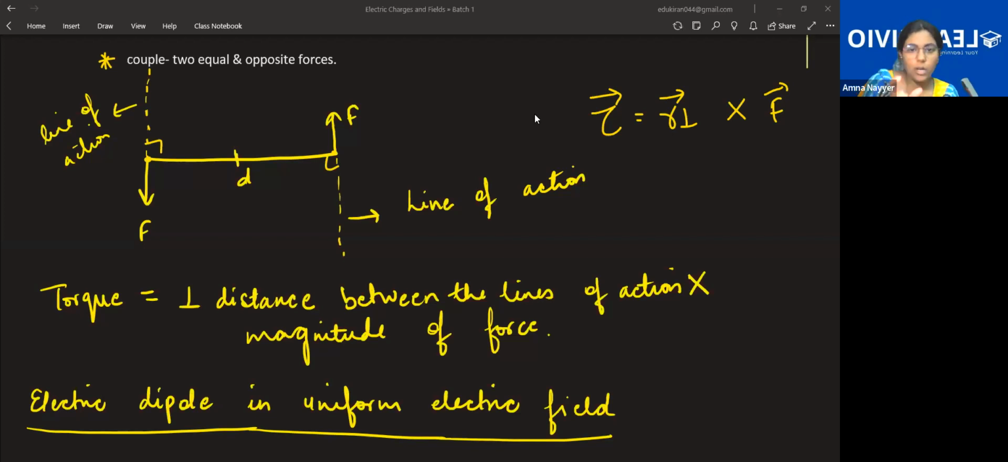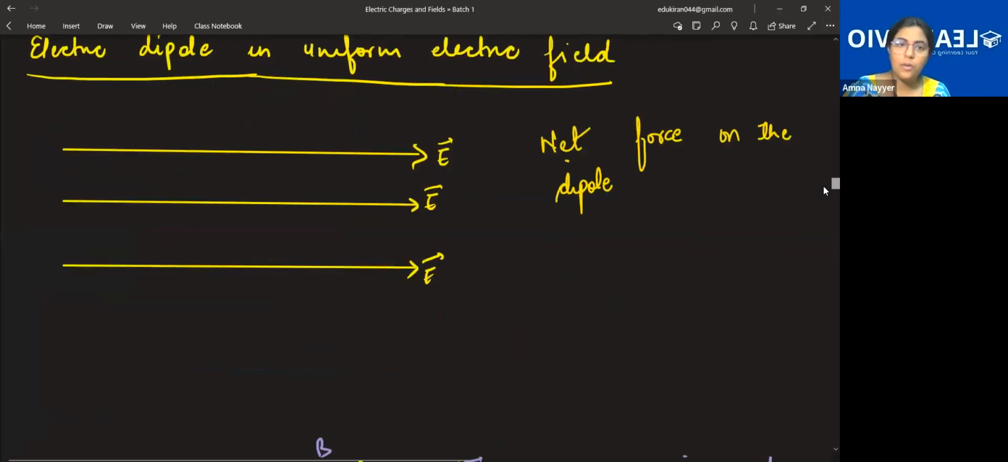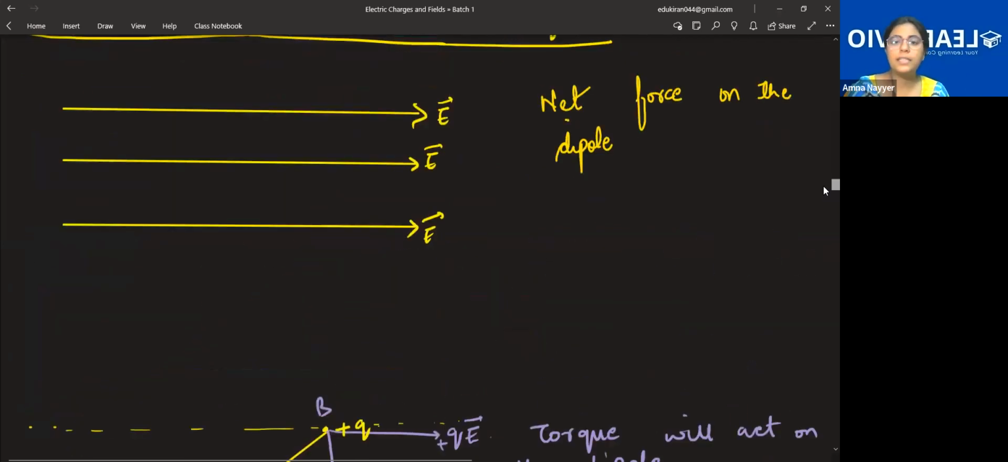If the perpendicular distance is not given to you, you will construct it by yourself. You will drop a perpendicular and find your answer. No one is ever going to directly see the separation and put it in the value. So it is the perpendicular distance between the lines of action, multiplied by the magnitude of force. That is our cross product. Now, one more thing before we begin this derivation.